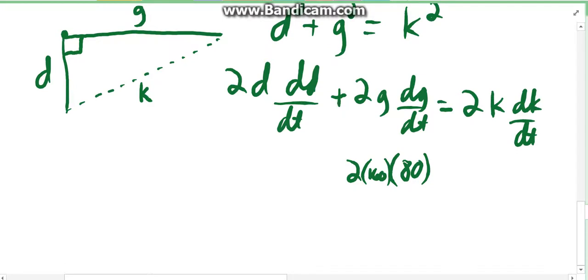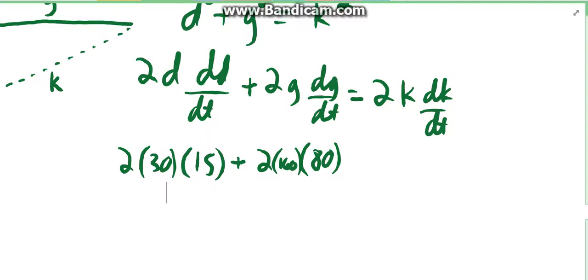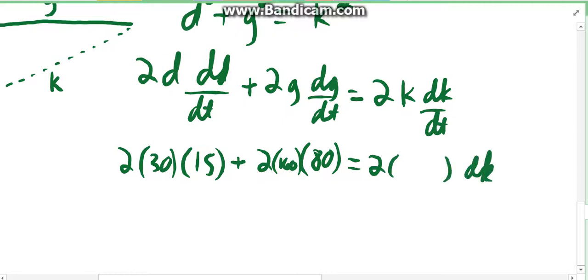We also know that Daniela, since she's doing 15 miles an hour, which is dD/dt, must have gone 30 miles. So we know all those variables. Just plug them in. That's all it is. And we're going to say that's going to be equal to 2. Now I don't know what k is. That's something we have to find. We're not supposed to know dk/dt yet.